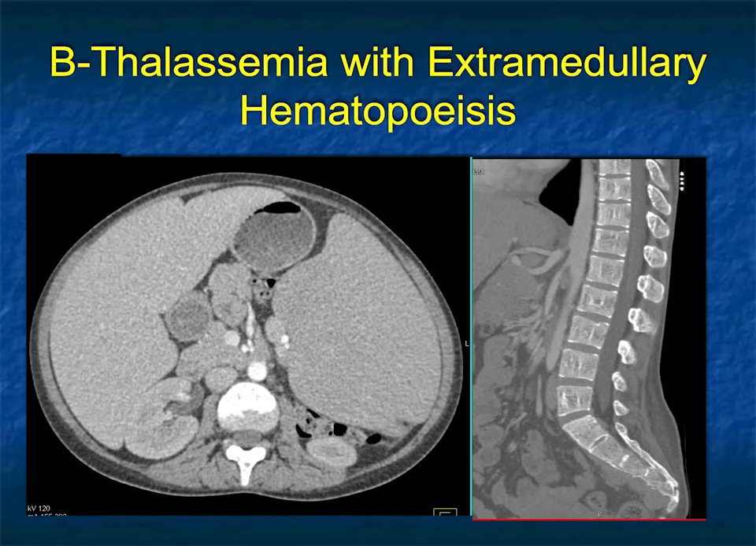Now, there are other things I should mention with big spleens. Beta thalassemia, large spleen could be lymphoma. Something looks like it's infiltrating. But the key thing is looking at the spine.